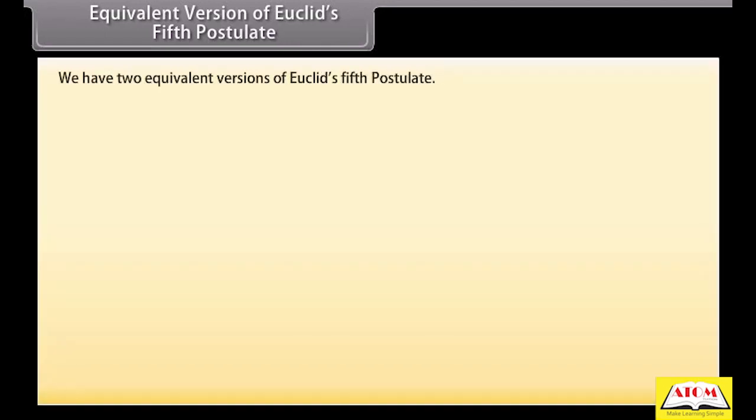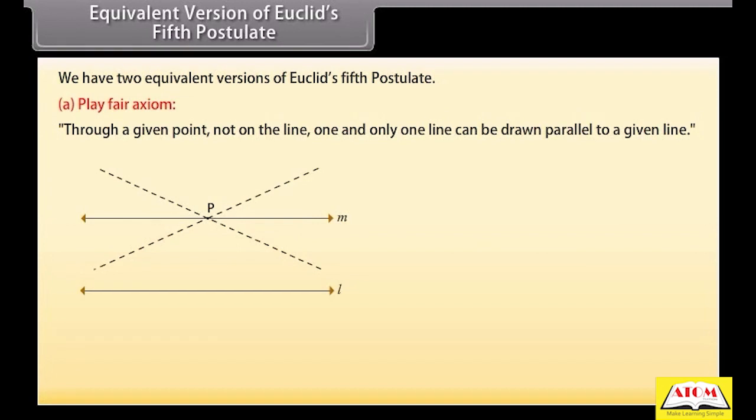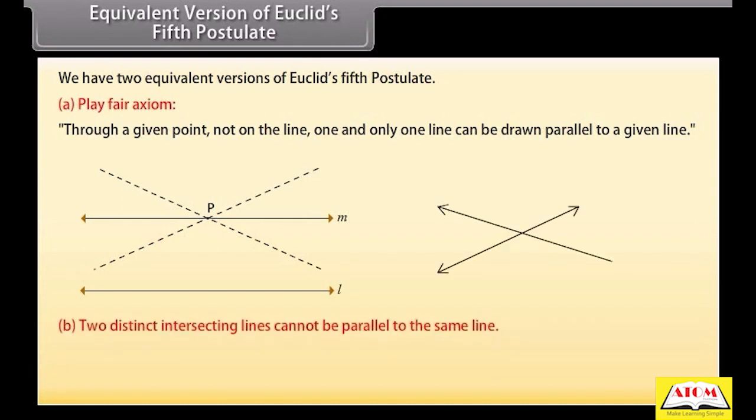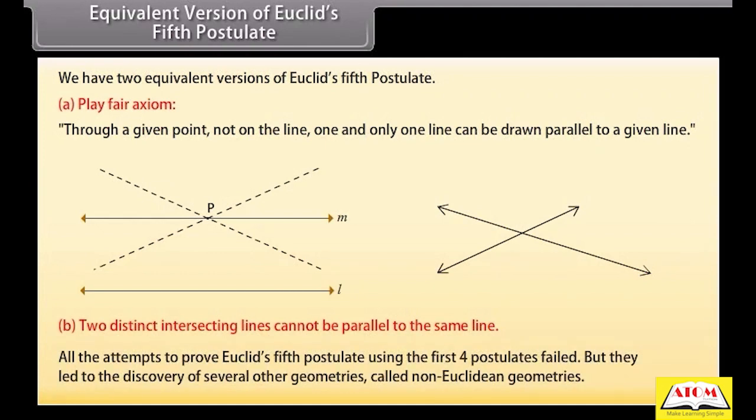Equivalent versions of Euclid's fifth postulate. We have two equivalent versions of Euclid's fifth postulate. The first one is the Playfair axiom. This says that through a given point not on a line, one and only one line can be drawn parallel to a given line. And the other one is: two distinct intersecting lines cannot be parallel to the same line. All the attempts to prove Euclid's fifth postulate using the first four postulates failed, but they led to the discovery of several other geometries called non-Euclidean geometries.